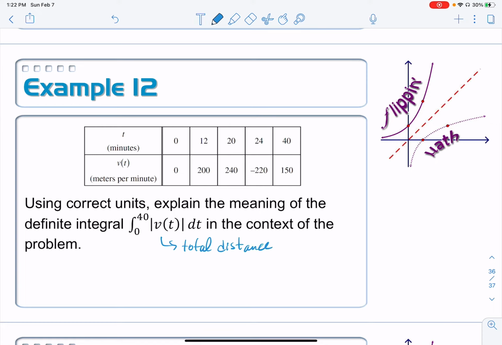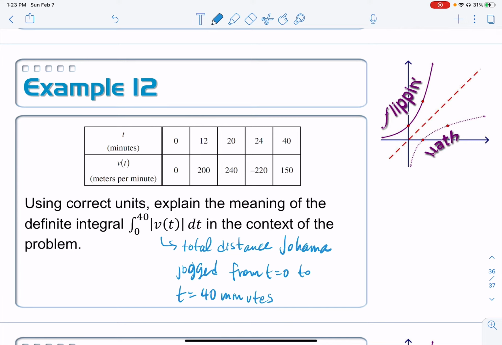Now, within the context here, Johanna jogged in between the time interval from 0 to 40, from t equals 0 to t equals 40 minutes. Okay, and that's about it.